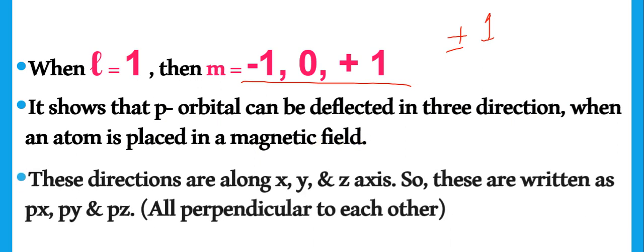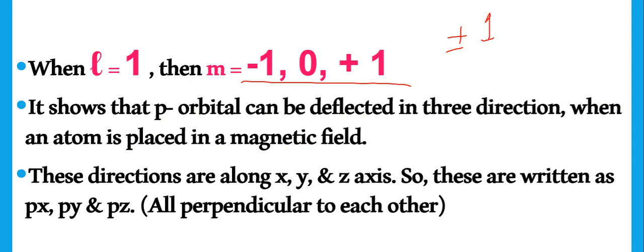Okay students, these directions are along the x, y and z axis. So these are written as px, py and pz, and all orbitals are perpendicular to each other. Students, the value of L tells us about the orbital, which orbital it is. For L equal to 0, the orbital is the s orbital. For L equal to 1, it is the p orbital.